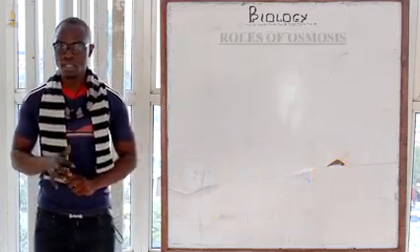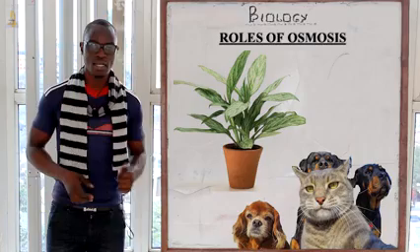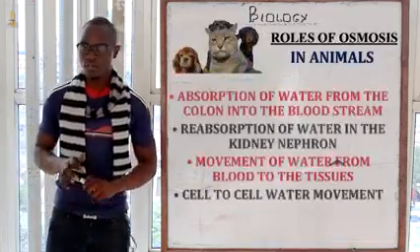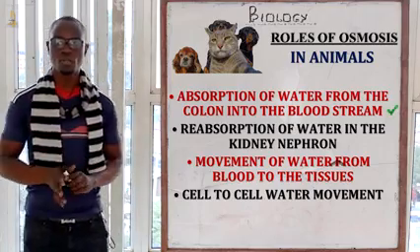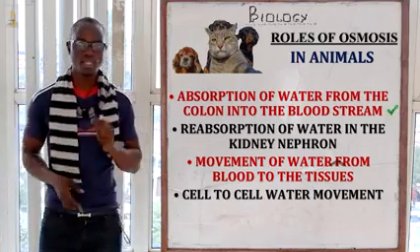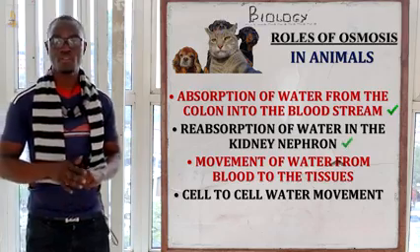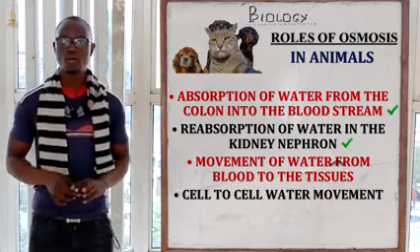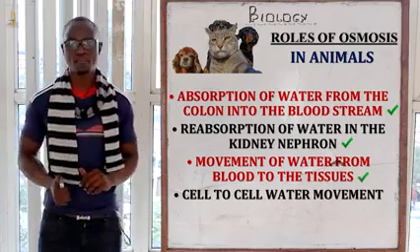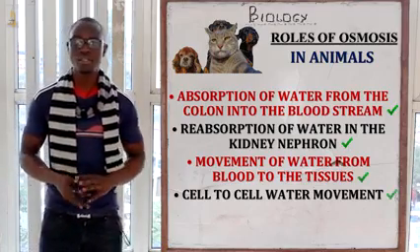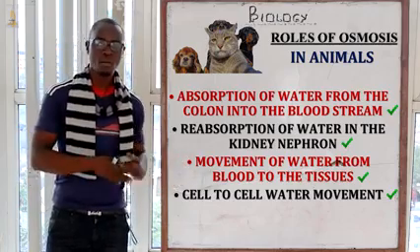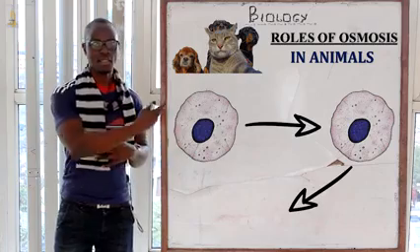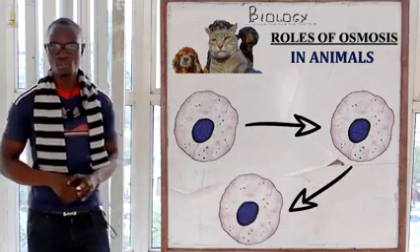So let's look at the roles of osmosis in plants and animals. The roles of osmosis in animals, let's begin with that. First of all, we have absorption of water from the colon into the bloodstream. Then the next one, we have osmoregulation, which happens in the kidney nephron. Then we have movement of water from the plasma into the tissues. Then lastly, cell-to-cell water movement, whereby water will move from one cell to another cell and another. So that is through osmosis.